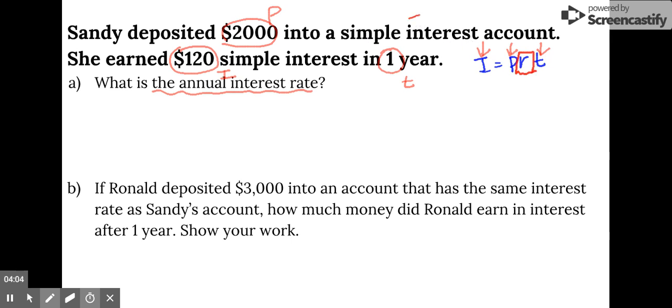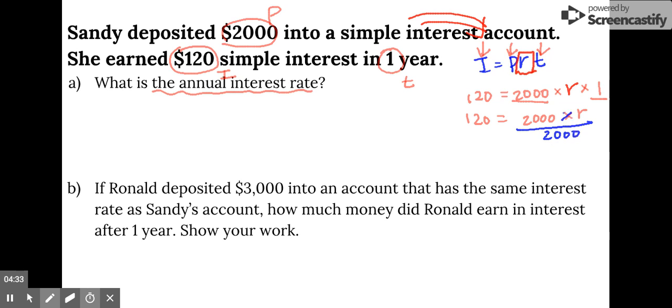So I'm going to just substitute everything that I know into this equation. So simple interest, $120, principal, $2,000. And what's the rate? I don't know. And what's the time? 1. So if you simplify this, 2,000 times 1, it's still 2,000 times R. And what do we need to do? You need to divide by 2,000 to undo times 2,000. Divide by 2,000, right? So now this will be canceled out.